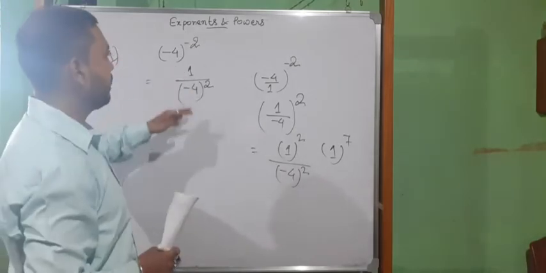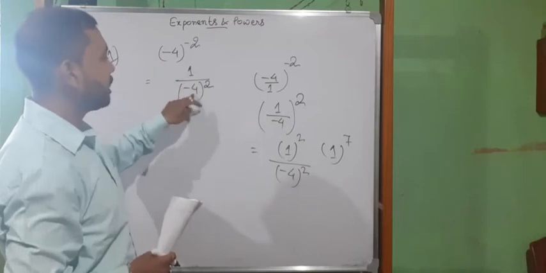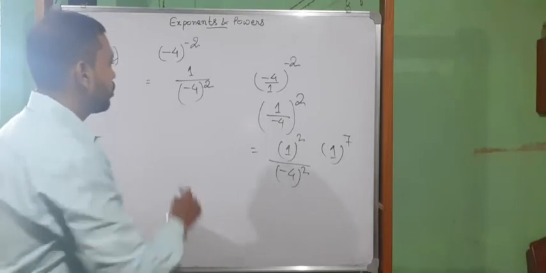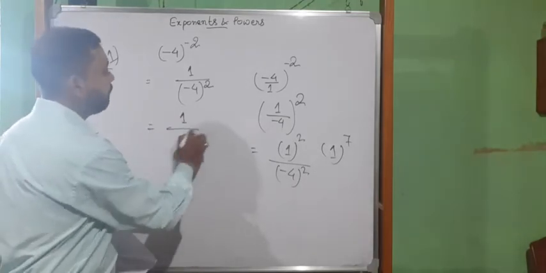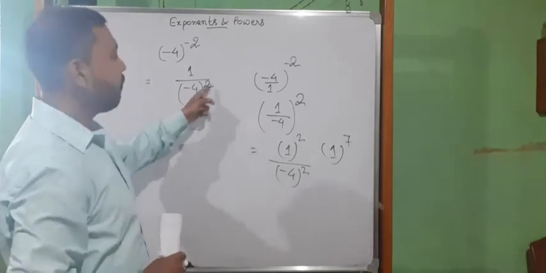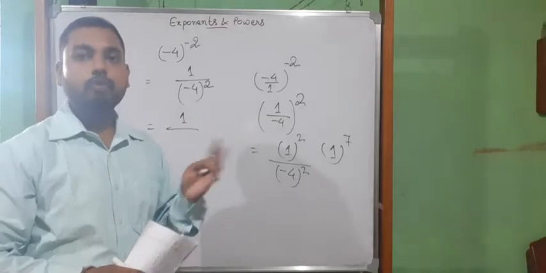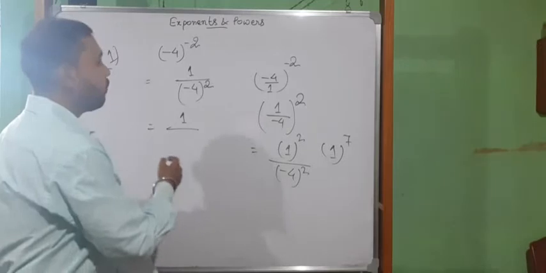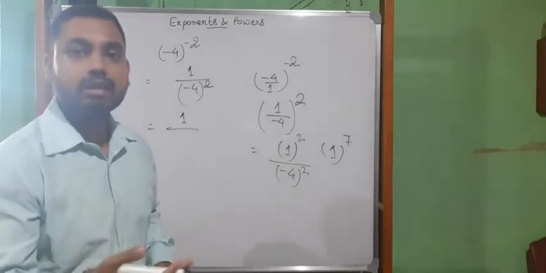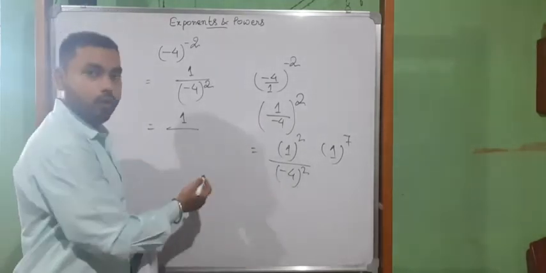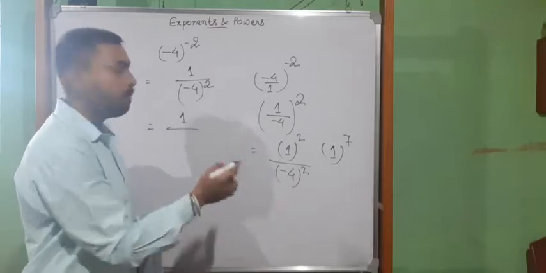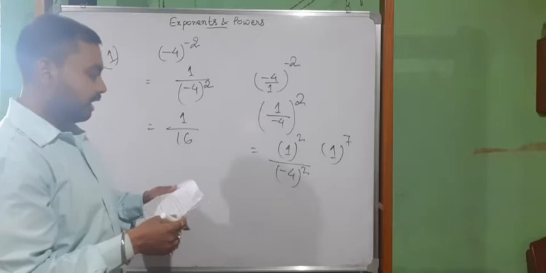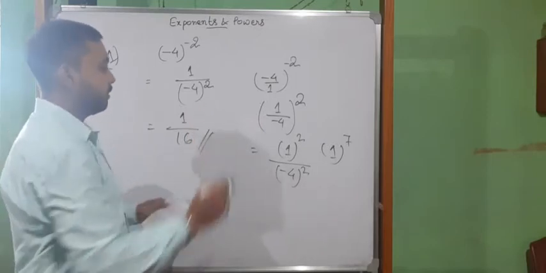So I have written directly 1 divided by minus 4, and this minus 2 becomes plus 2. Now it is 1 divided by minus 4 squared, that means minus 4 will be multiplied 2 times: minus 4 into minus 4. Minus 4 into minus 4 is plus 16, because 4 into 4 is 16, and minus minus becomes plus. So it is 1 by 16. This is the final result.